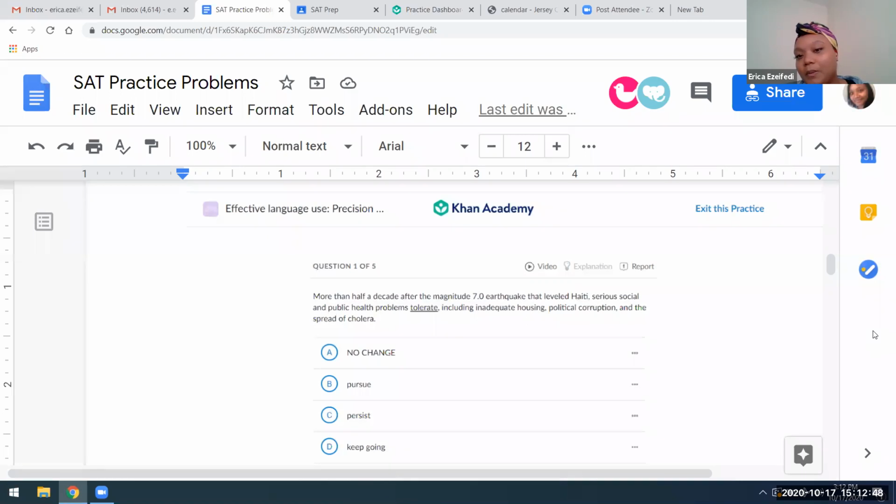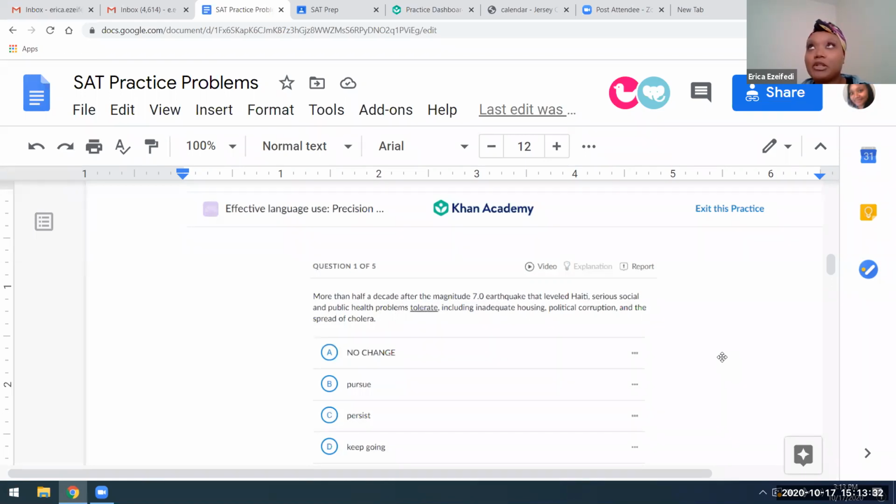Now, with some of these writing and language questions, it'll show you the underlined word, and that is what you're paying attention to. You're either going to leave it as it is, that refers to choice A, no change, or you're going to have to change it to another word, B through D.